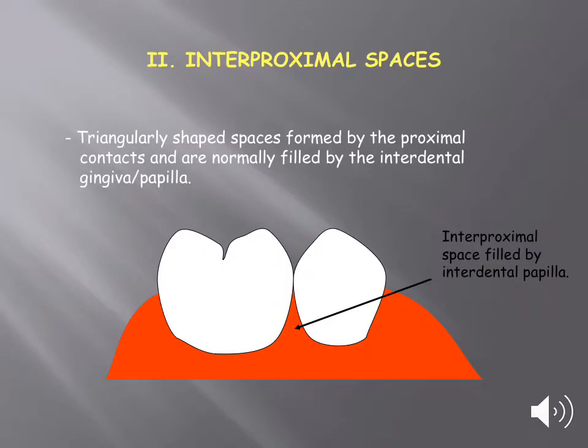The interproximal spaces are the triangularly shaped spaces formed by the proximal contacts and are normally filled by the interdental gingiva or interdental papilla. Because the two teeth touch each other at the contact area, they form that space just cervical to it, and that space is filled with gingiva, which we call the interdental papilla.